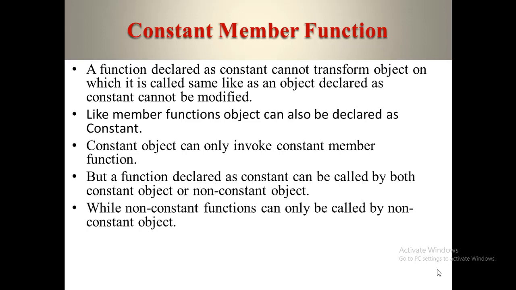While non-constant functions can only be called by non-constant objects. It's the same rule: a non-constant function can only be called by a non-constant object. Obviously, a simple function can be called by a simple object. There is no need to call the simple function by the constant object, right? So the simple function can only be called by a simple object, but the constant object can call both, either constant or non-constant.